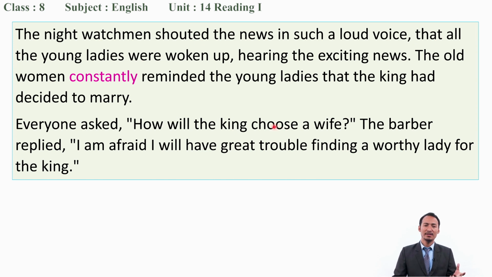सबैले सोध्न थाले, how, कसरी wife छान्नुहुन्छ त किङले? The barber replied, त्यसपछि बार्बरले चाहिँ एउटा आइडिया लगायो. उसले भन्छ, I am afraid I'll have great trouble finding a worthy lady for the king. I will have a great trouble means म चाहिँ धेरै दुःख गरेर worthy lady चाहिँ म किङको लागि खोजिदिने प्रयास गर्नेछु भन्ने खालको उसले कुरा गर्छ है.